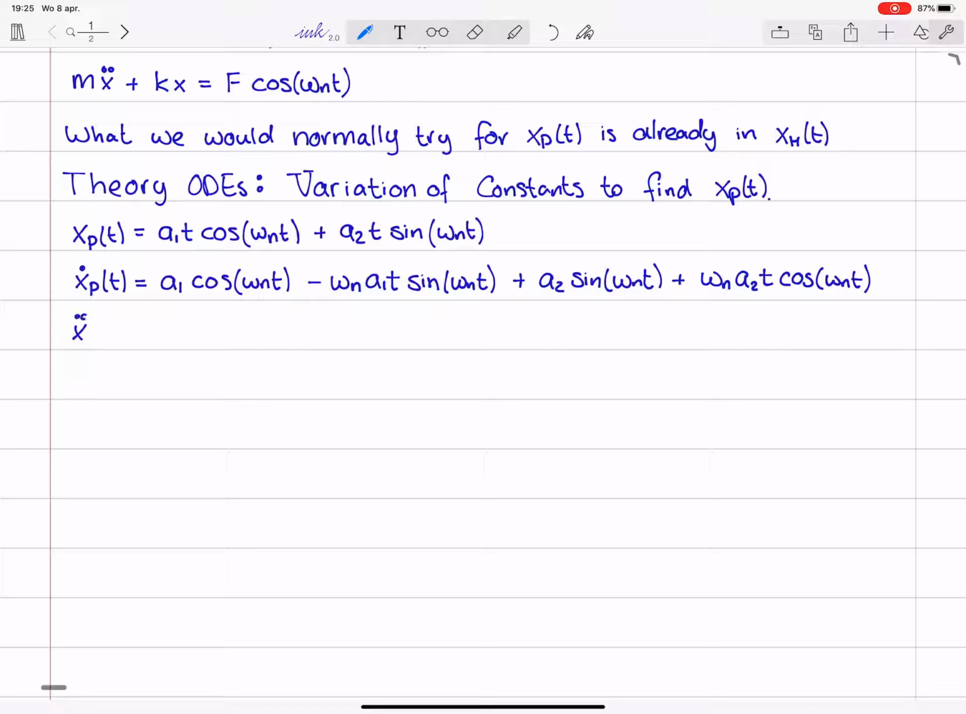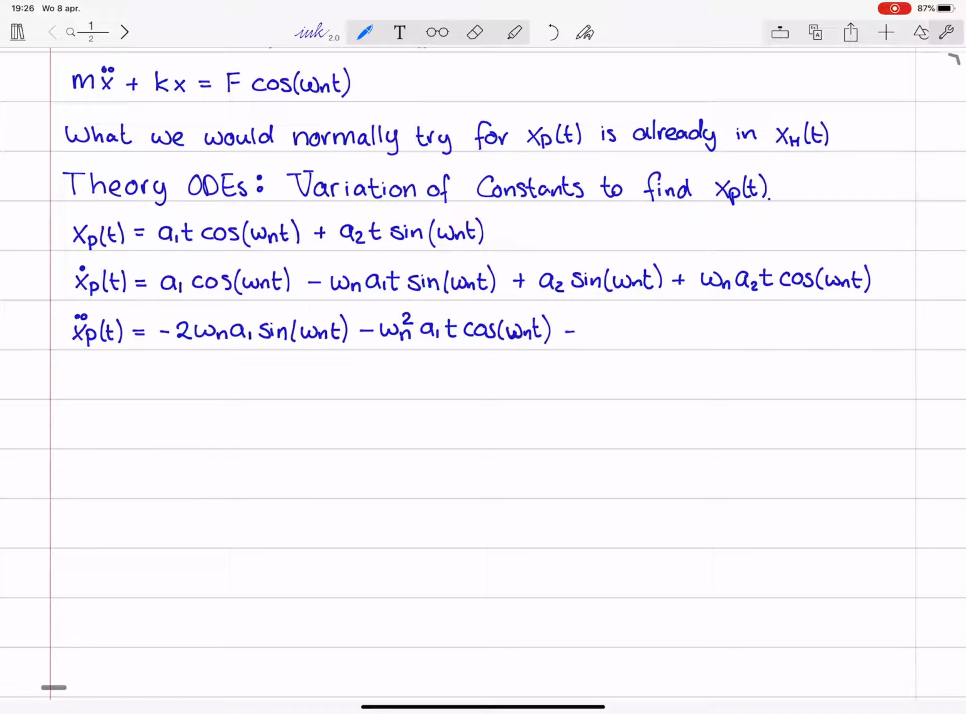Okay, now for the acceleration we differentiate once more. So the derivative of the cosine will give me the minus sine with omega n in front. But let's have a look at this second term. If we differentiate with respect to this t, then we produce again the same term. So we have minus 2 omega n a1 times the sine of omega n t. And this second term also gives us minus omega n squared times a1 times t times the cosine of omega n t.